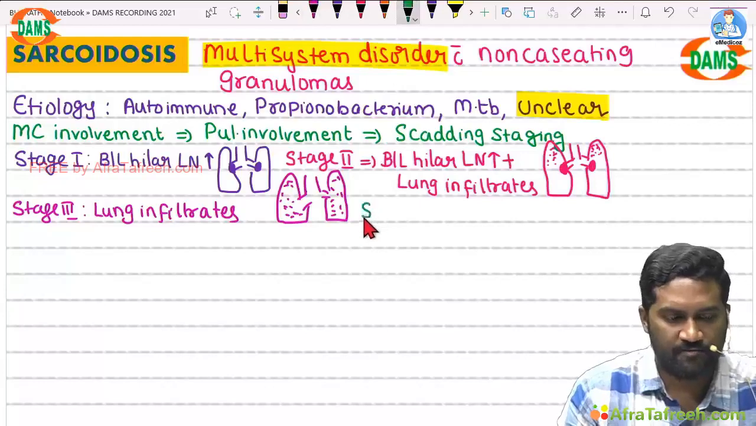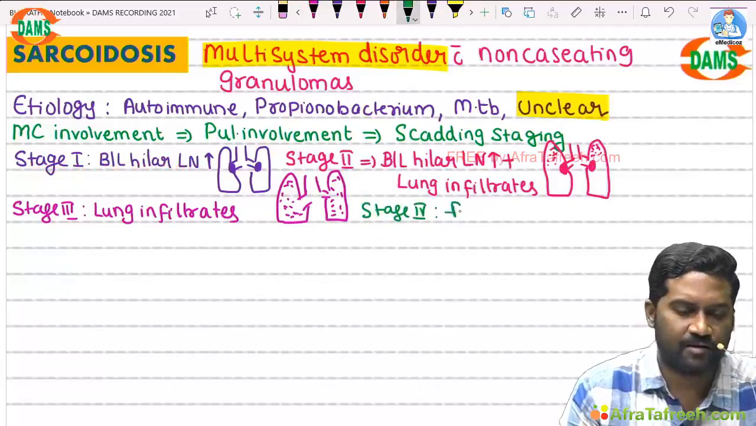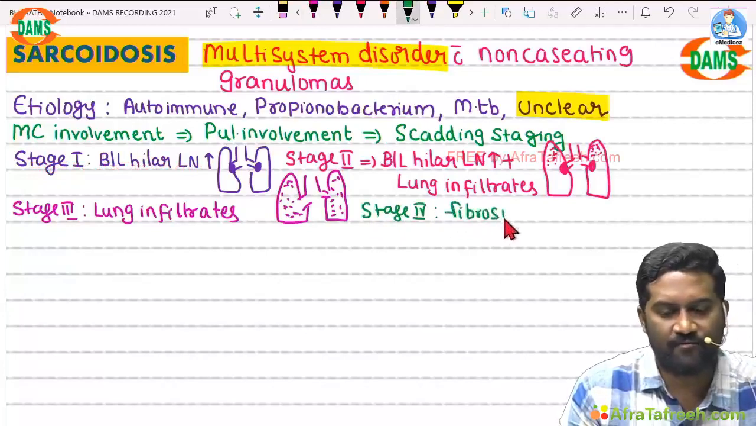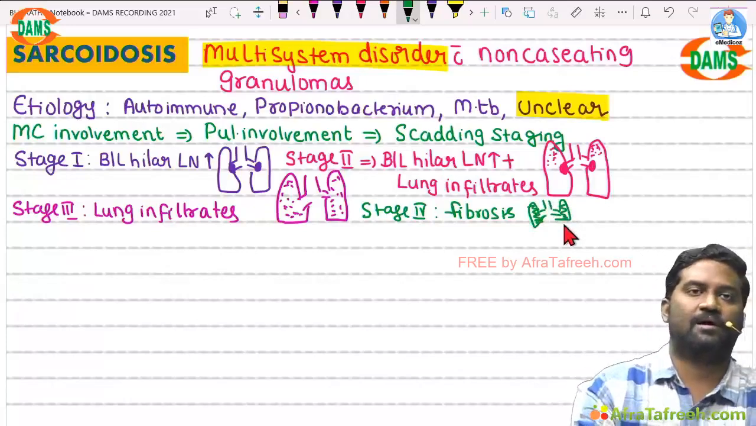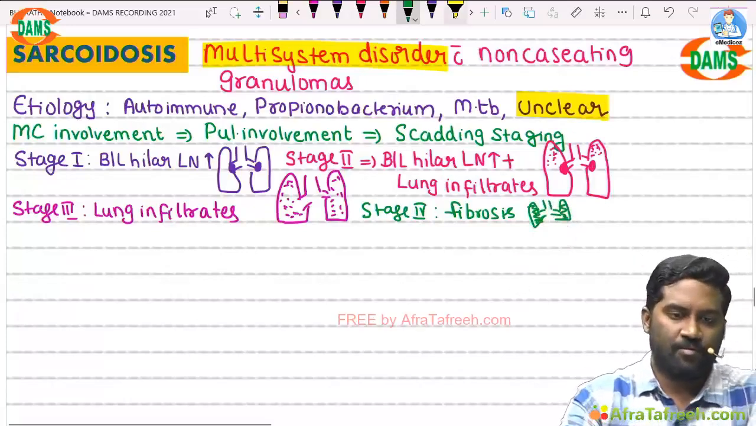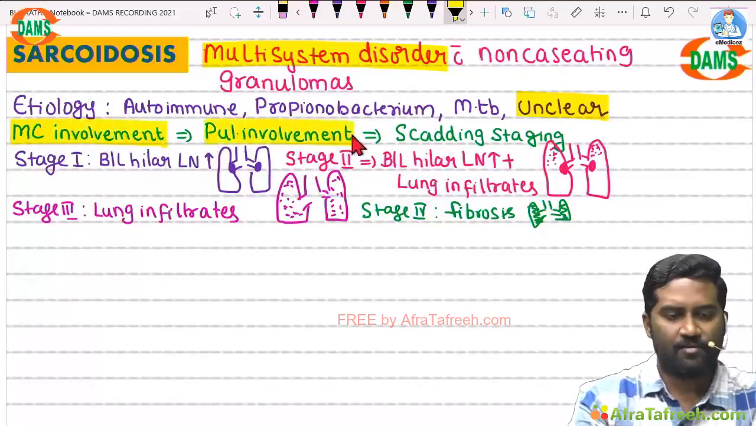Then stage 4 is characterized by shrinking of the lung. It is characterized by fibrosis. So, shrinking of the lungs, there will be fibrosis, small lungs. Because most common involvement is the pulmonary involvement.